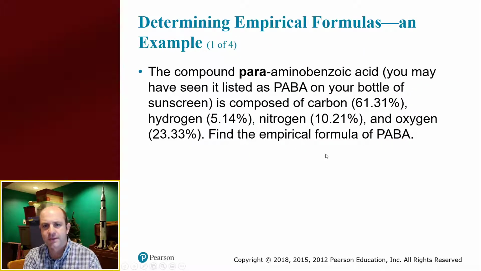So we're going to do an example here. We have the compound para-aminobenzoic acid, which is in some sunscreens. I prefer the stuff that's just zinc oxide and titanium oxide, but yeah, this works. They did an analysis. It was 61.31% carbon, 5.14% hydrogen, 10.21% nitrogen, and 23.33% oxygen. And they want us to find that empirical formula of the para-aminobenzoic acid. So we're going to do our 3 steps.